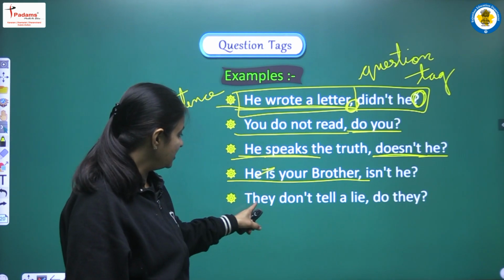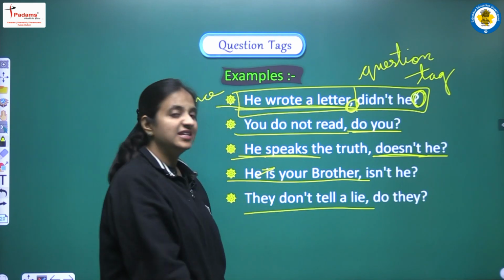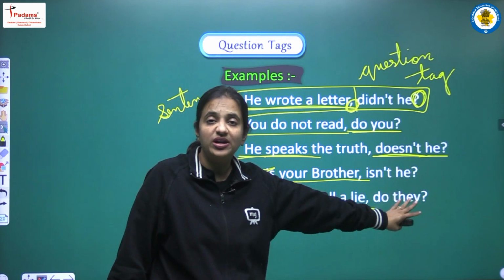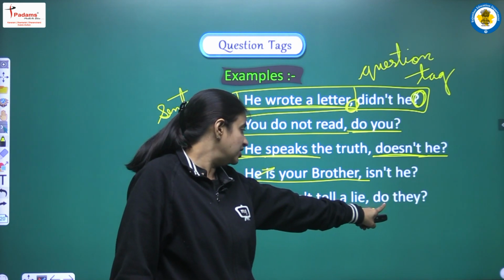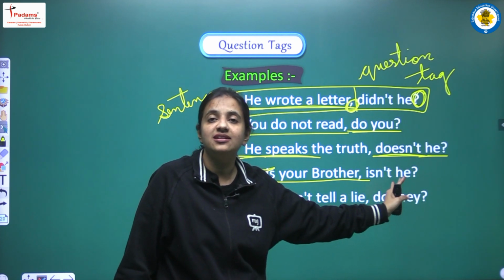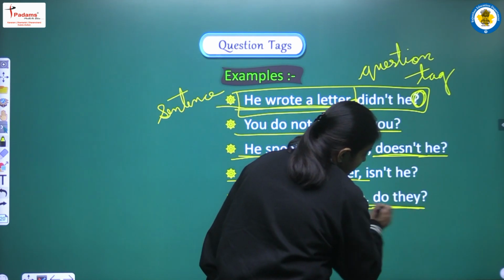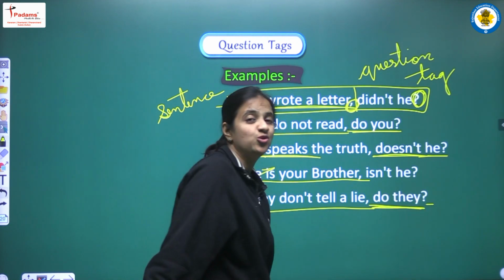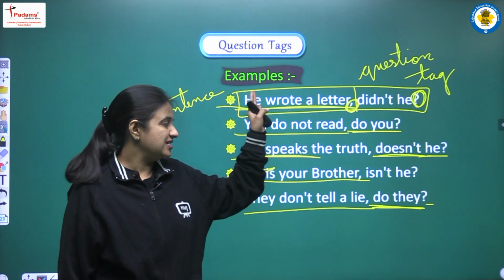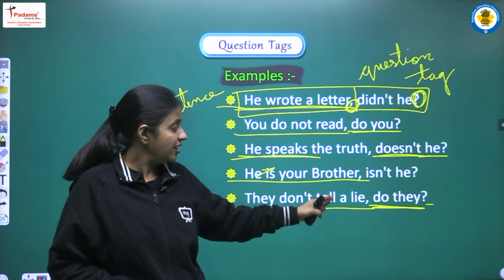Okay, next is: they don't tell a lie. So this is part one, or we can say this is the sentence, and after that we have to add one question tag. We are using "do" here as the auxiliary, and we are using "they" as the pronoun. So our question tag is "do they", and after that we have to use one question mark.